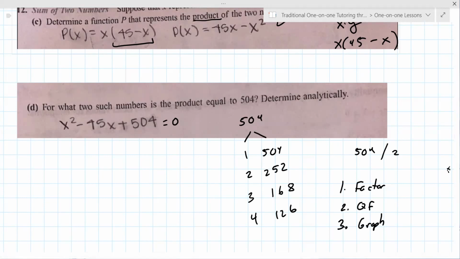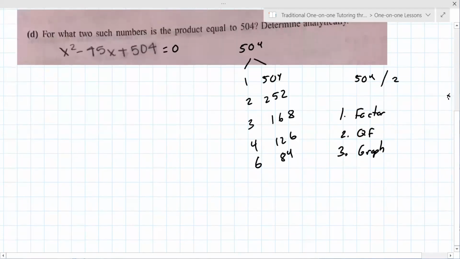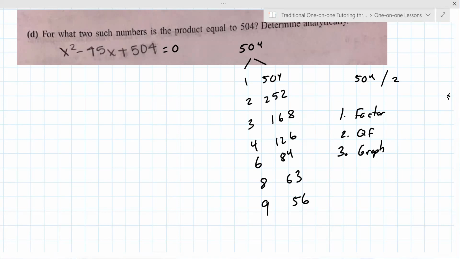So 504 is divisible by 6 because it's divisible by both 2 and 3. Okay, so that's 6 and 84. And then it is probably divisible by 8, so that's 8 and 63. And we just have to keep going here. It looks like it's divisible by 12 also. Oh, it's divisible by 9 because the digits add up. There's 9 and 56. And then we just have to keep going. So we'll go 12 and 42.